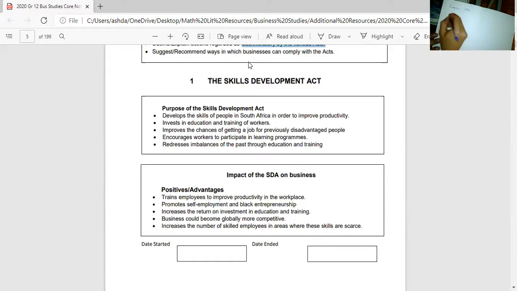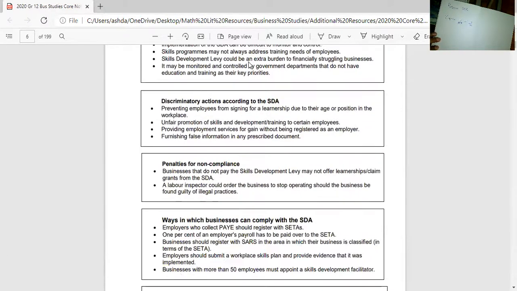Then we will go over to the impact, which is normally positives and negatives. It's very important that they understand that it's positive and negative. Then you go into discrimination and how you can cause discrimination by implementing this act. And then we look at how we can follow the rules or comply. Compliance means to abide or follow the rules.